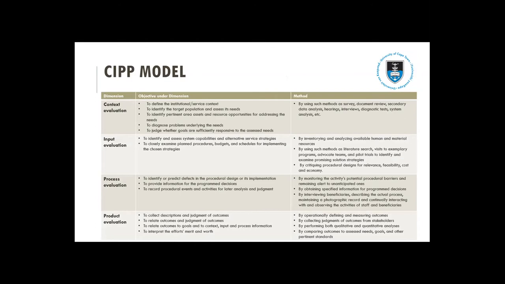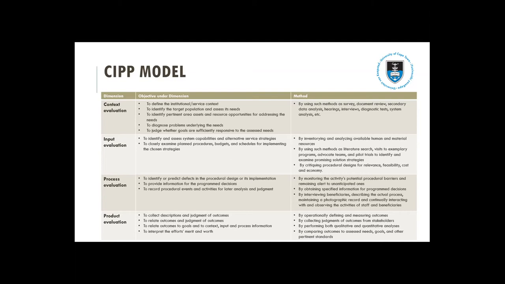So this table gives you a summary of the CIPP model. You've got four dimensions: the context, the input, the process, and the product, which make up the CIPP. Under the context, we are looking at context evaluation, which deals with assessing the needs, problems, and opportunities within a defined environment. There are various tools available for that, including surveys, document review, data analysis, hearings, interviews, diagnostic tests, and so forth. In the input phase, this is used to evaluate competing strategies, the work plans, and the budgets for the strategies chosen to implement programs or projects. Again, there are various tools one can employ to carry out this type of evaluation.